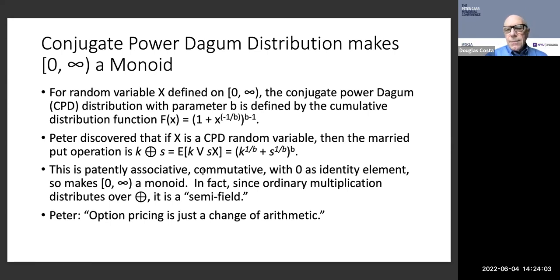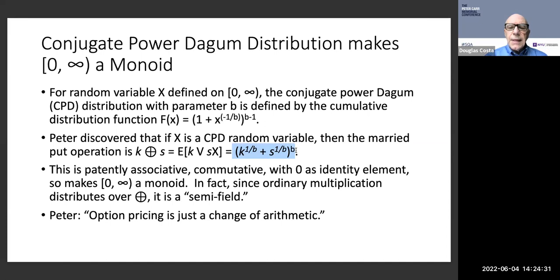And Peter had made this discovery that if you just calculate the value of the married put, it turns out to be this norm-like looking thing. K to the 1 over b plus s to the 1 over b, all raised to the b power. And just looking at that algebraically, it's patently associative, commutative, has zeros and identity elements. So this is a monoid.